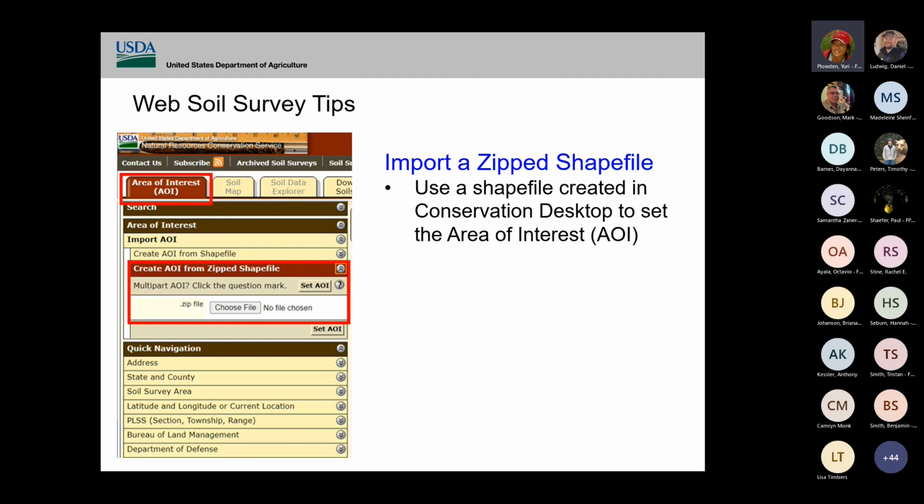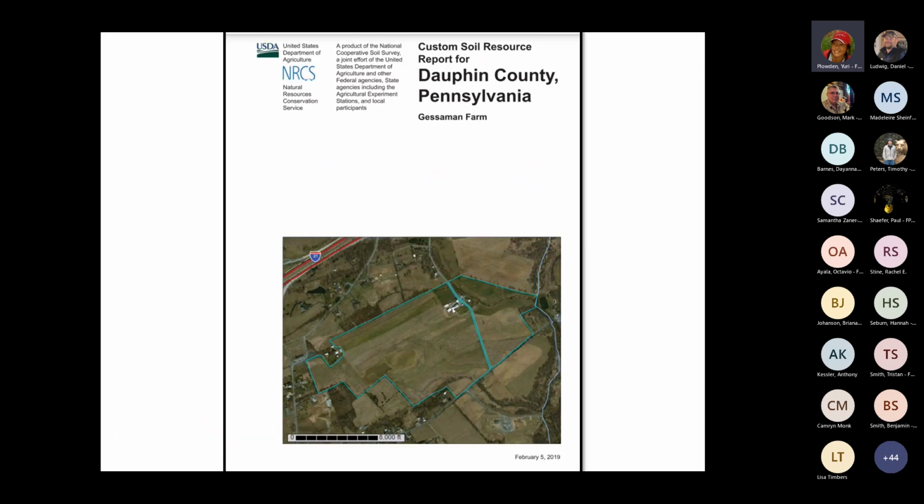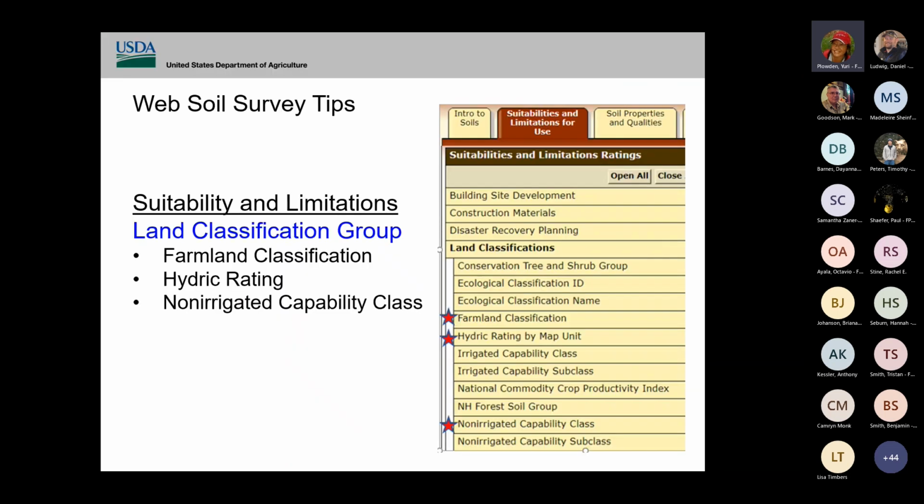So here's where I was talking about Web Soil Survey. You can create your AOI actually from a zipped shapefile. So you can export a zipped shapefile from desktop and then import it into Web Soil Survey. So why would you want to do that? Well, because you can generate one of these for your landowner. It's like a mini soil survey just for them, and you can put all kinds of information in there. So you can generate a report for the farmland classification, for the hydric rating, for the non-irrigated capability class.